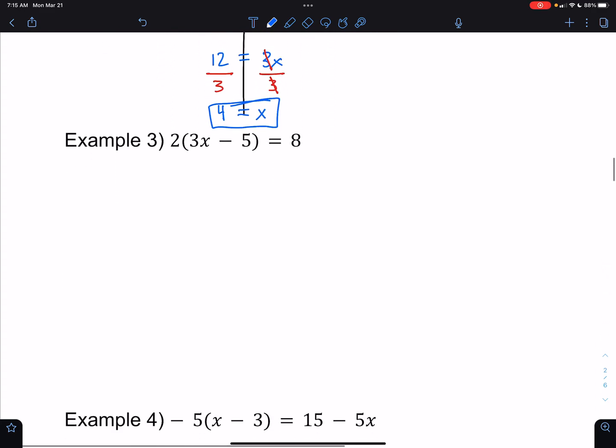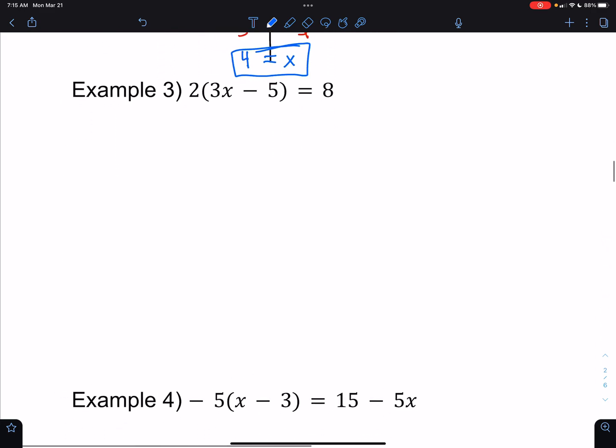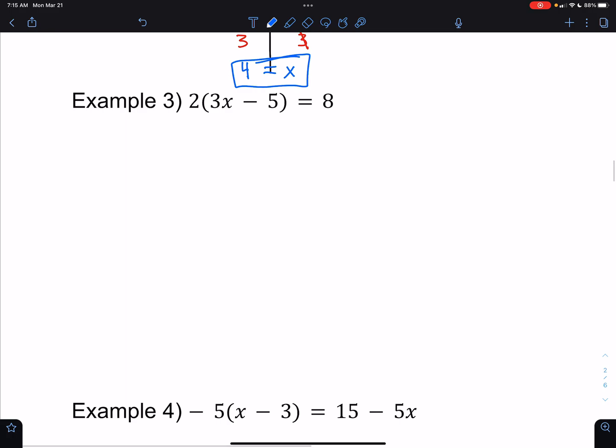All right, moving down to number 3. Here's the first one we've seen today with parentheses. So if you take a look, the 3x minus 5 is in parentheses, and we have a 2 directly on the outside of that. But there's no plus or minus between the 2 and the parentheses. That 2 is just kind of like stuck on the outside.